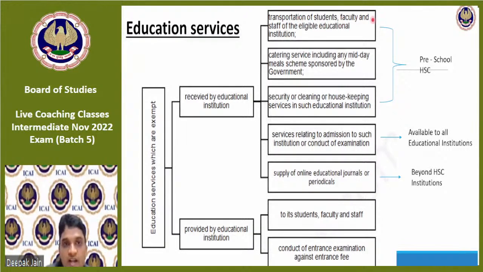ट्रांसपोर्टेशन ऑफ स्टूडेंट्स, फैकल्टी एंड स्टाफ ऑफ द एलिजिबल एजुकेशन इंस्टीट्यूशंस। सो ट्रांसपोर्टेशन सर्विसेज जो है वो भी exempted है। Services provided by a transporter to a school is exempted, right? So transportation of students, faculty and staff of the eligible educational institution, मतलब जो educational institutions पढ़ाती है उनके लिए जो मैं provide करता हूँ transportation, students के transportation होने दो या faculty या staff के लिए, that is exempted.